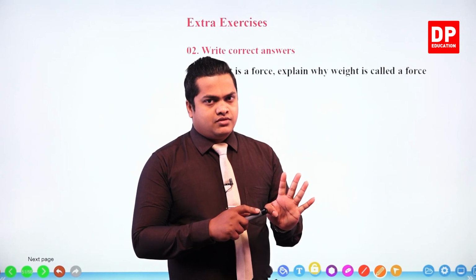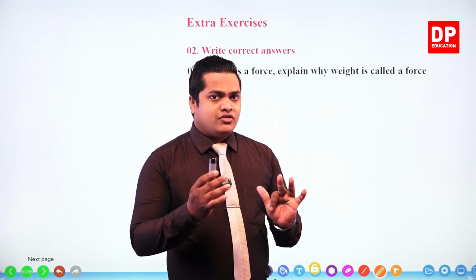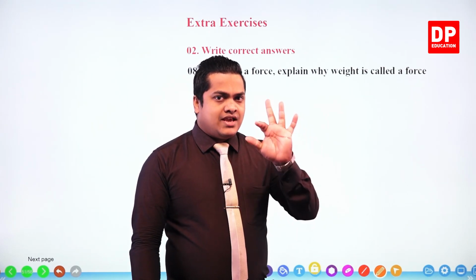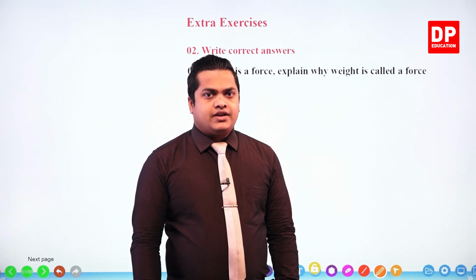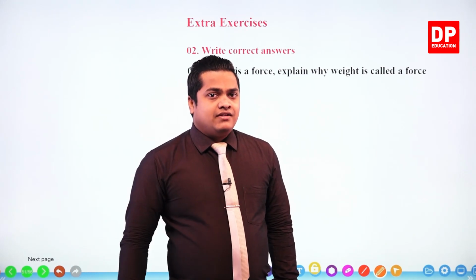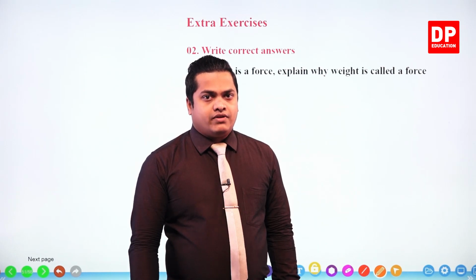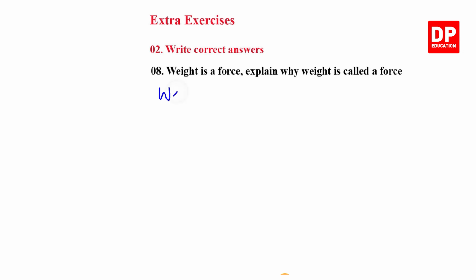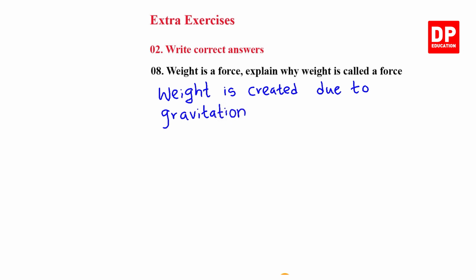So there is a direction of action plus, as it is a pull, we can measure it with a certain value. So therefore there is a direction as well as a magnitude. So definitely weight is a vector quantity, as it shows both a direction and a magnitude. So we'll write down the definition and we'll say that weight has a direction and a magnitude. That's why it is referred to as a vector quantity. So we can write: weight is created due to gravitational pull of the earth.